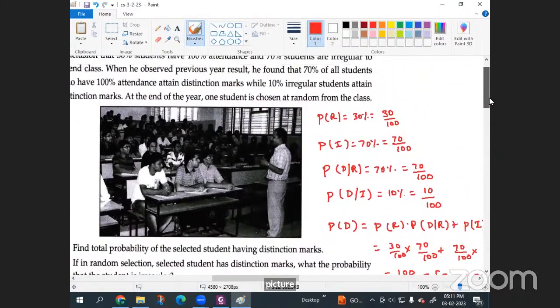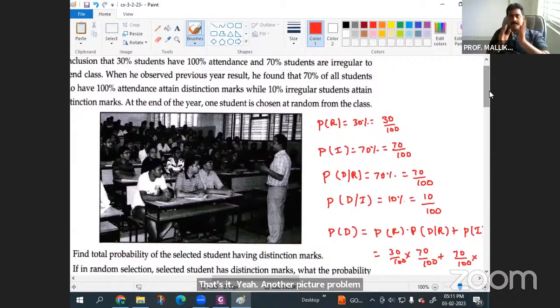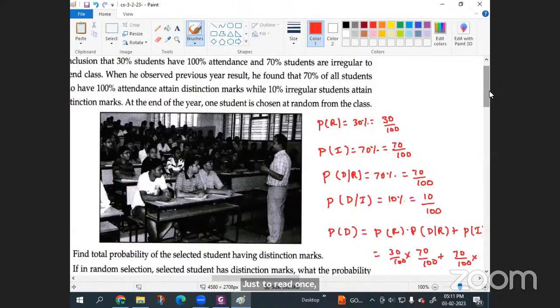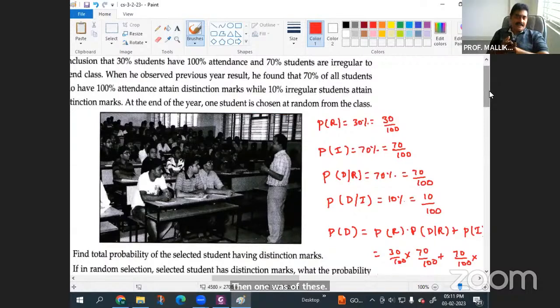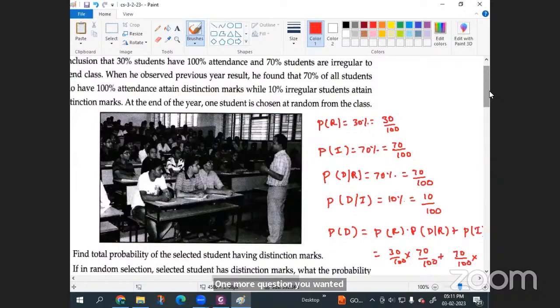Now you got the picture of the problem. Nothing, just read it once or twice and you'll come to know what exactly it is. Sir, one more question, please. Like, when more data is given, we have to select only the useful one, and the rest we have to just leave.